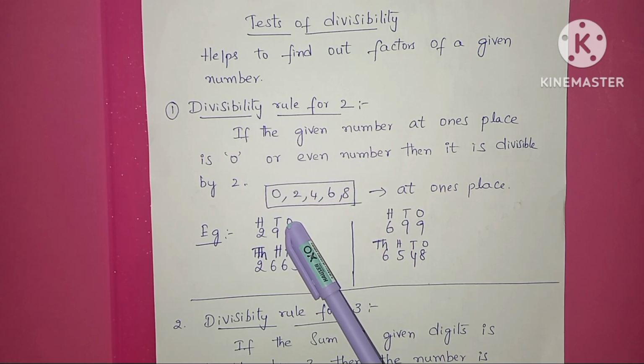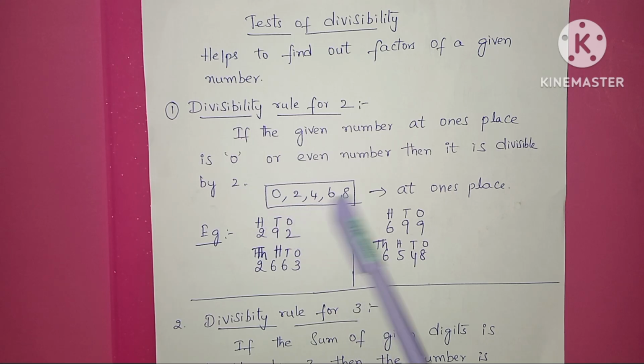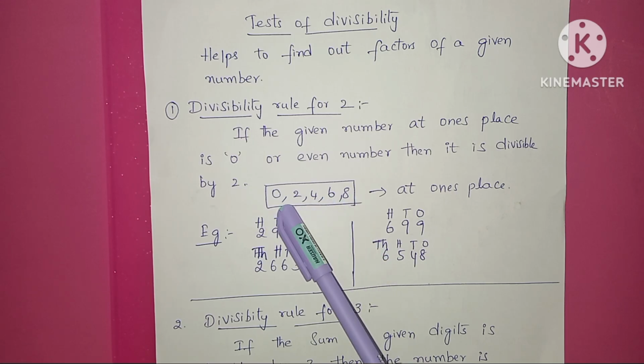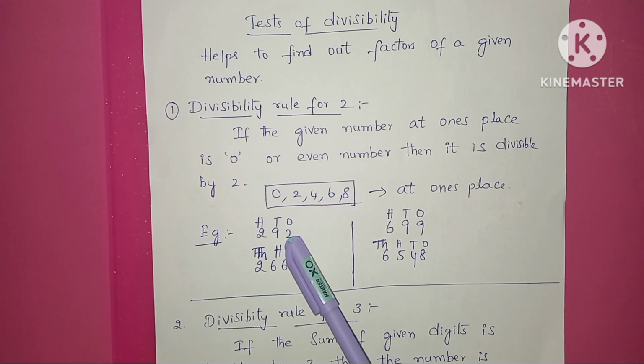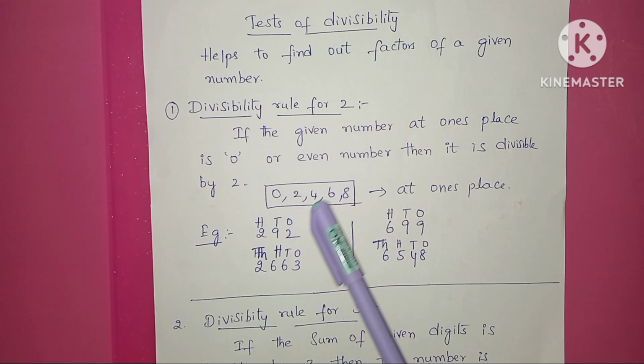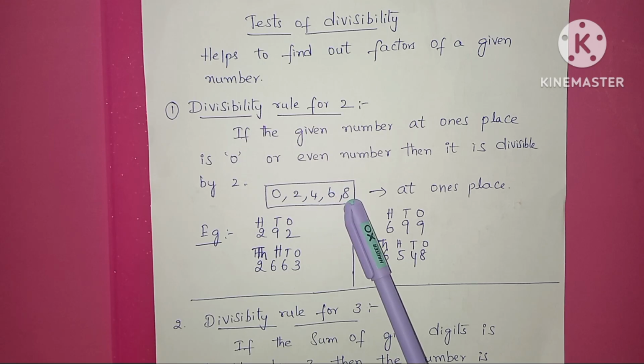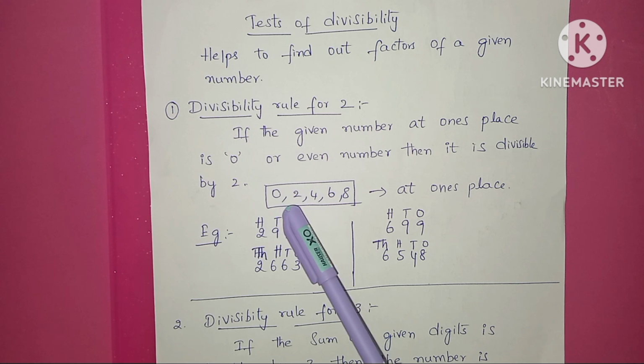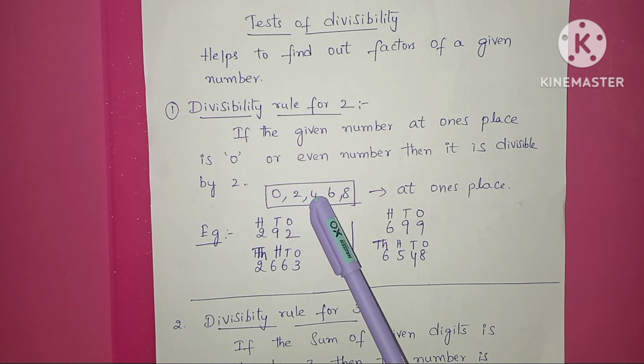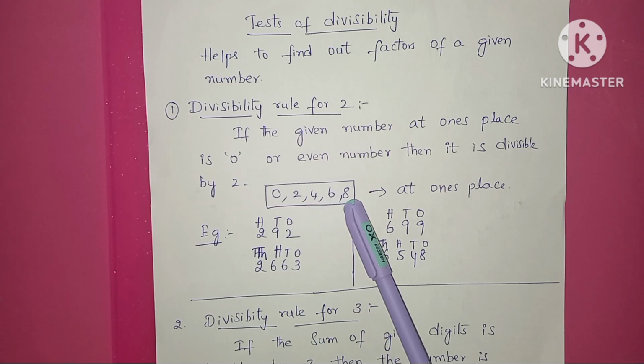If you take an example, 292, this is called the ones place, tens place, hundreds place. The ones place should be 0 or an even number. Even numbers mean 2, 4, 6, 8. For 2, it is 1 into 2. For 4, it is 2 into 2 or 1 into 4. Like this, these are even numbers.